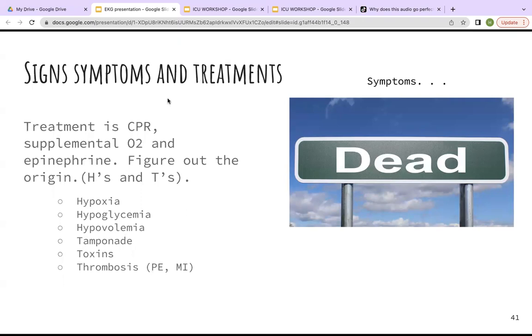Treatment is CPR, supplemental oxygen, epi, and if you're continuing several rounds of CPR and they are not responding, you're going to reference back to what ACLS calls the H's and T's. Some of these include hypoxia, hypoglycemia, hypovolemia, tamponade, toxins. Maybe they have a clot. Their symptoms, well, outside of the picture, they're going to be non-responsive. They're not going to have a pulse, just completely non-neuro intact. If they continue, they're essentially dead.